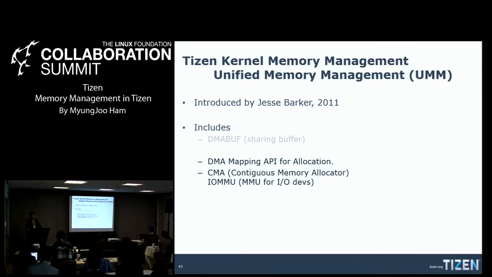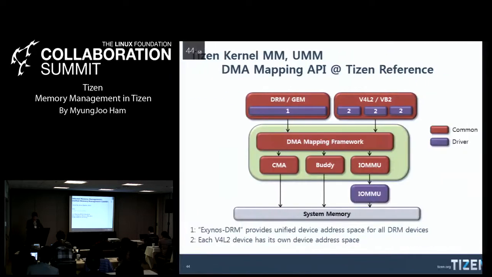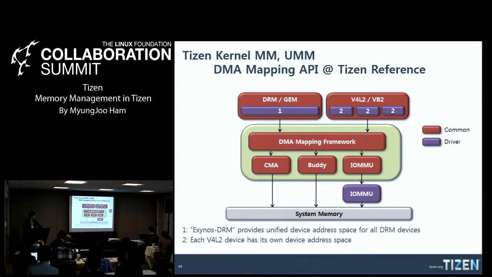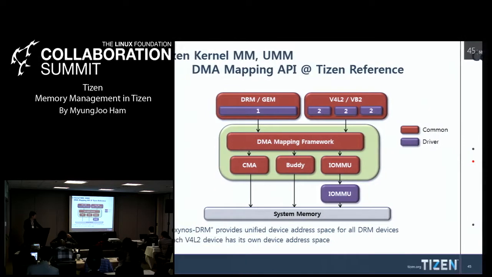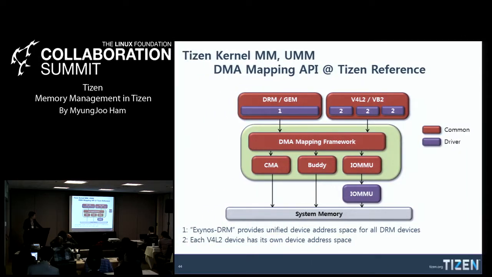CMA allocates physically contiguous memory for DMA devices without IOMMUs. And IOMMUs are obviously to support IOMMU devices, which have MMUs in the IO devices. So this is an abstract example in the Exynos kernel drivers. With this DMA mapping framework, it supports CMA and IOMMU. And the IOMMU requires a driver specific to its own SoC. So if you are using Freescale, then you need Freescale IOMMU drivers. If you are using Exynos, then you need Exynos IOMMU drivers.